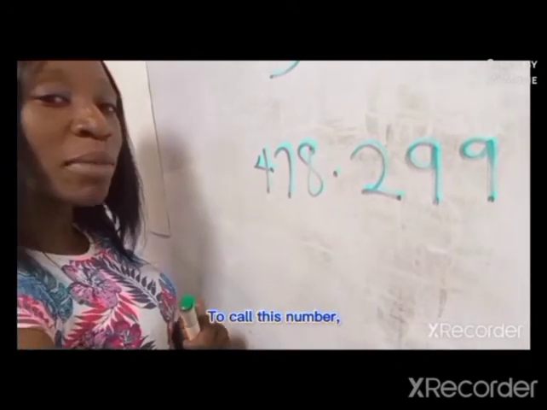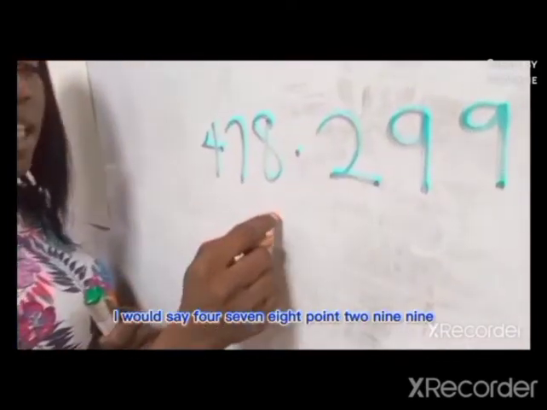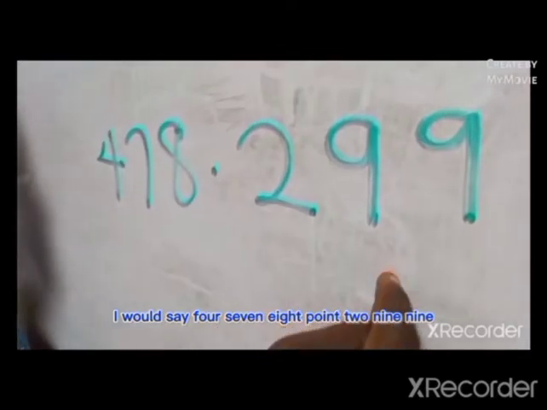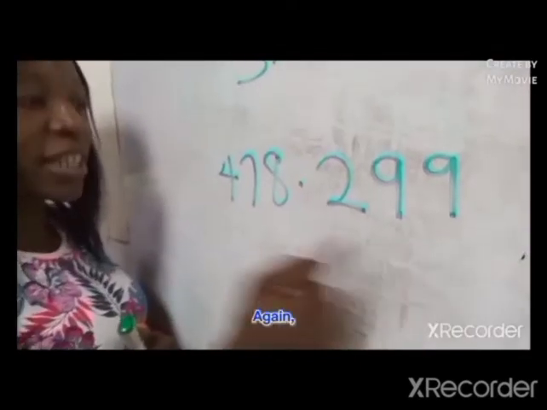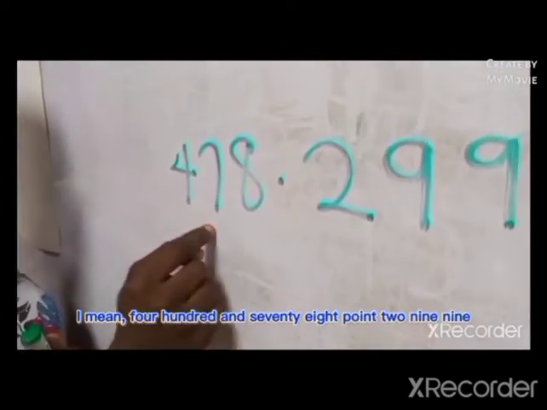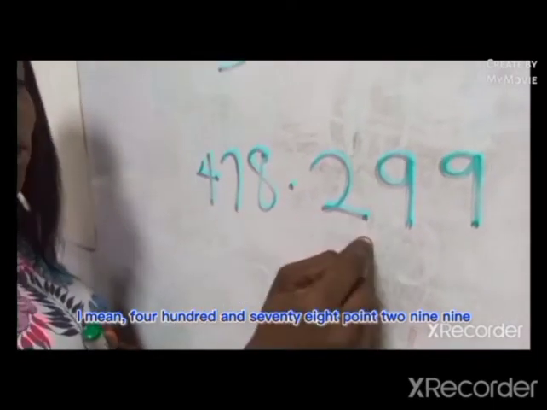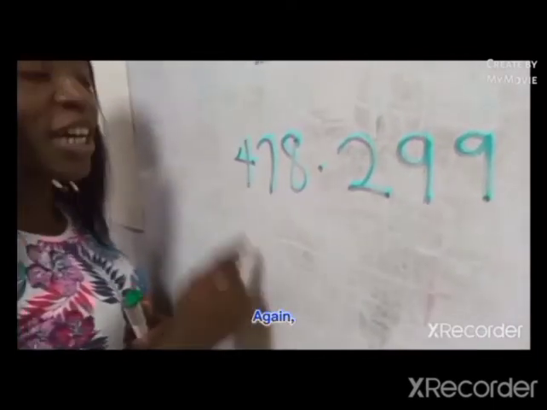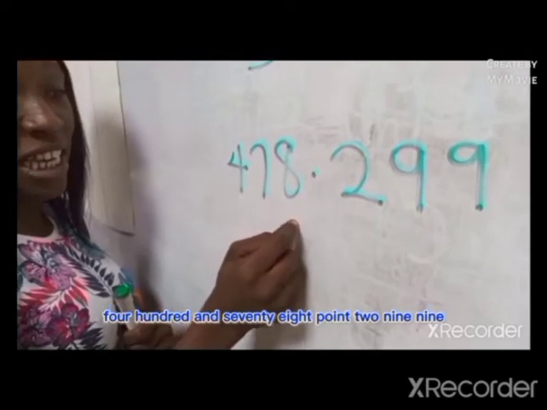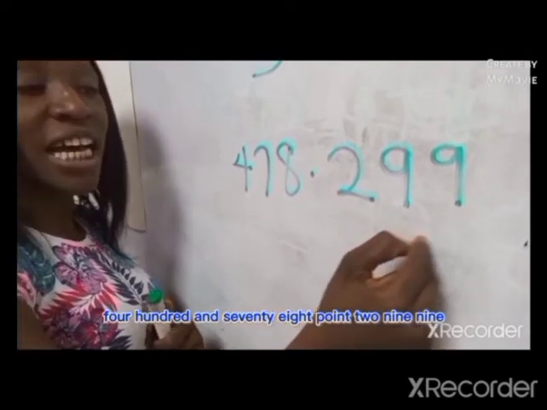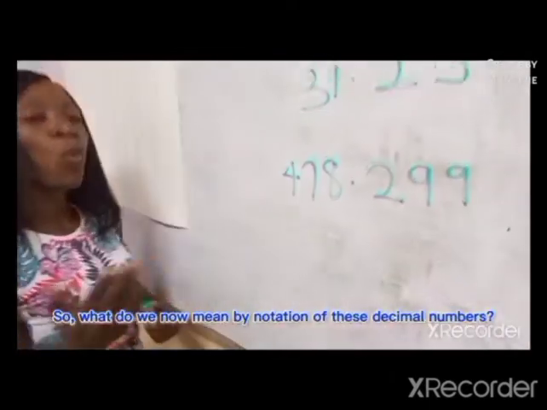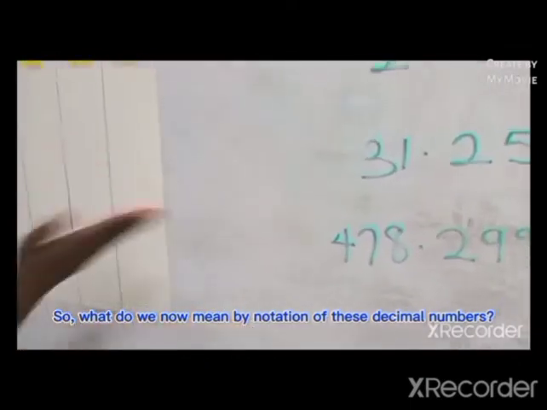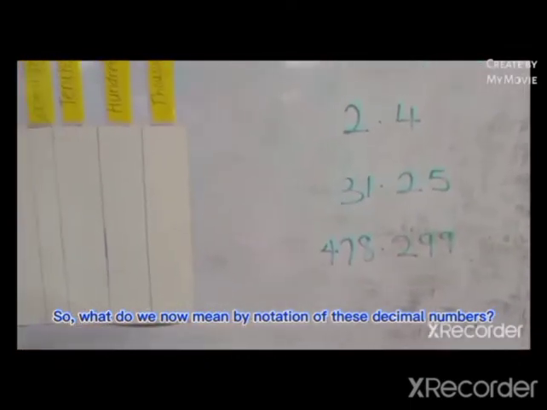To call this number, I will say 478.299. Again, 478.299. So, what do we now mean by notation of these decimal numbers?